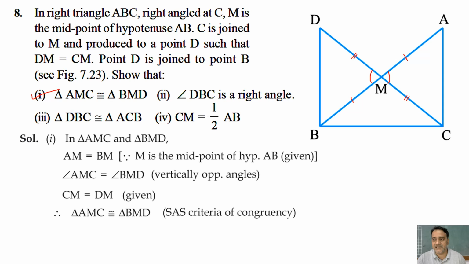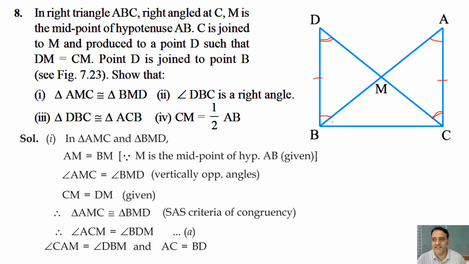Now, if these two triangles are congruent, let us take the corresponding parts. First, AC is equal to DB, by CPCT. This angle is equal to this angle. We'll take angle ACM, and we will take this whole angle too. First, we will take this angle, by CPCT. And second, these two angles. And AC is equal to BD. All these three, the reason is the same, CPCT. Any doubt? No, sir.